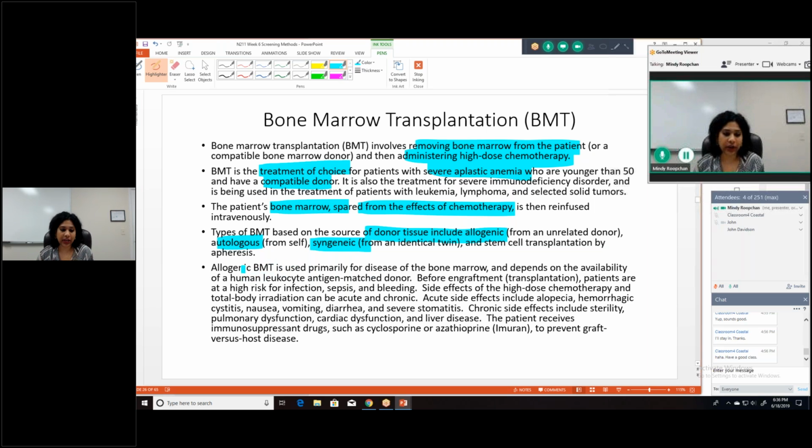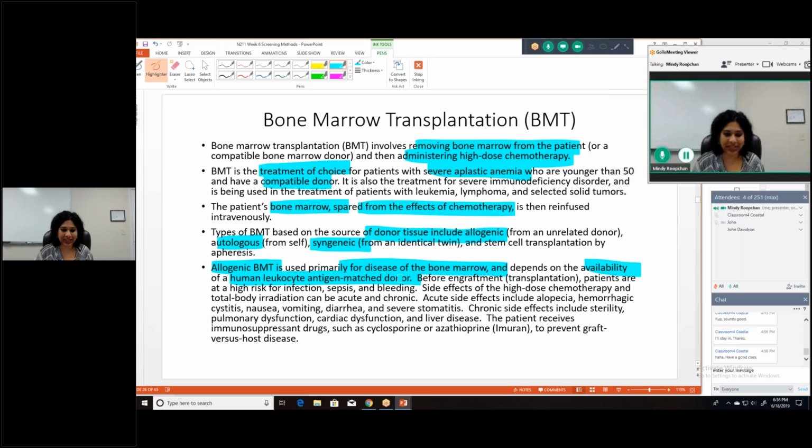And then they explain that here. I'm not going to read all of this for you. Just review it. Allogenic BMT is used primarily for diseases of the bone marrow, depending on the availability of a human leukocyte antigen match donor. I don't believe it's on your exam. I put it there for more information in case you are interested.